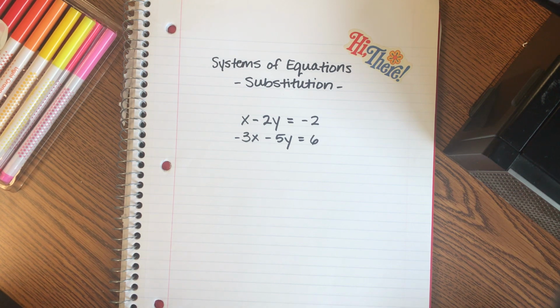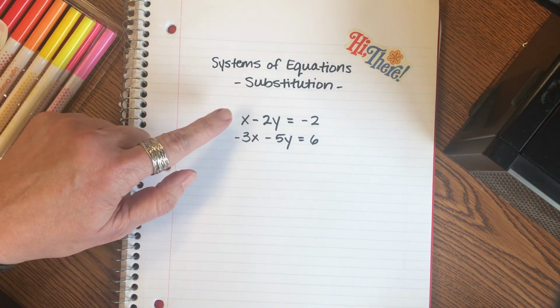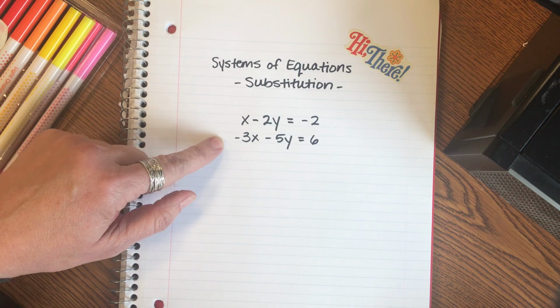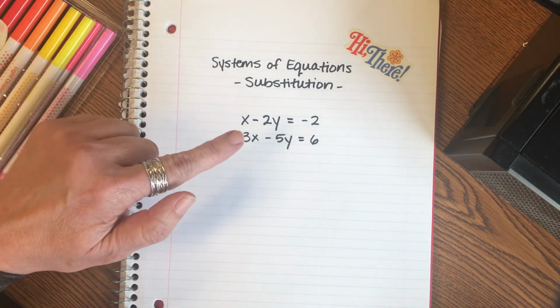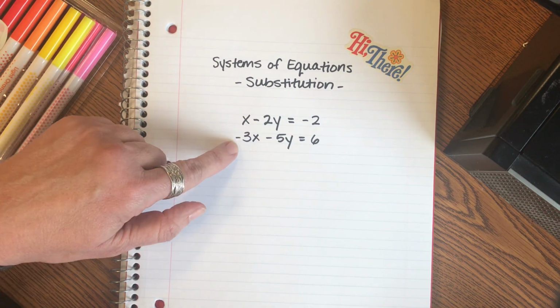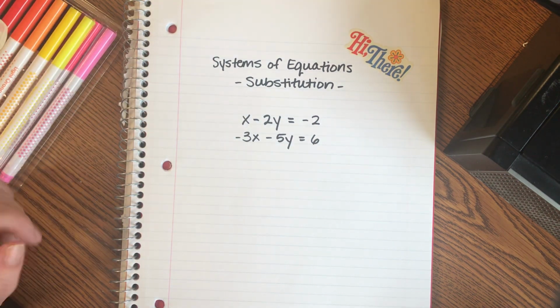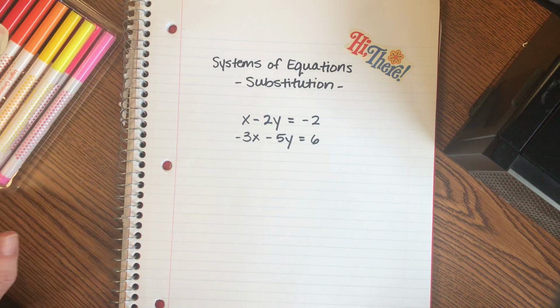Anyway, systems of equations are where we have two or more equations and two or more variables. And we use one equation to solve for one of the variables in the other equation, and then we take that variable back to get the value of the other one.